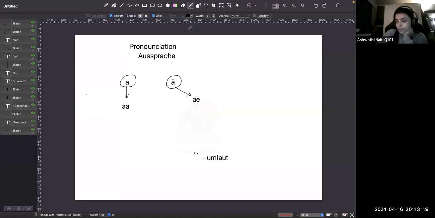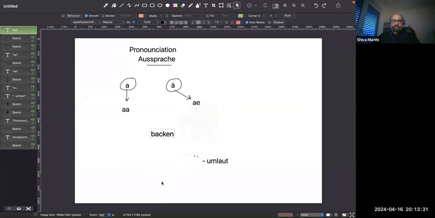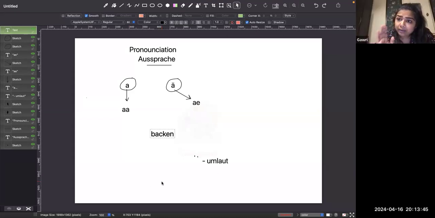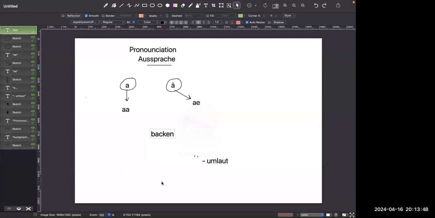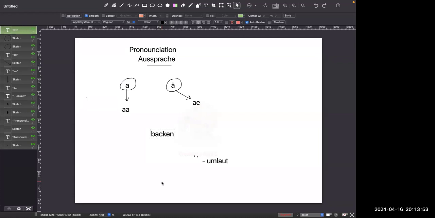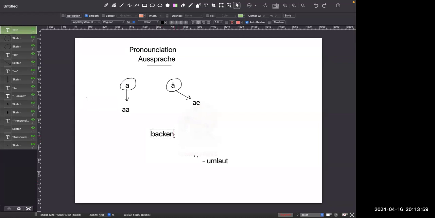So I am going to write two words here and let us try to pronounce these words. How will you pronounce this word, guys? Bakken. Correct. Bakken. Genau. You have to open your mouth. Bakken.